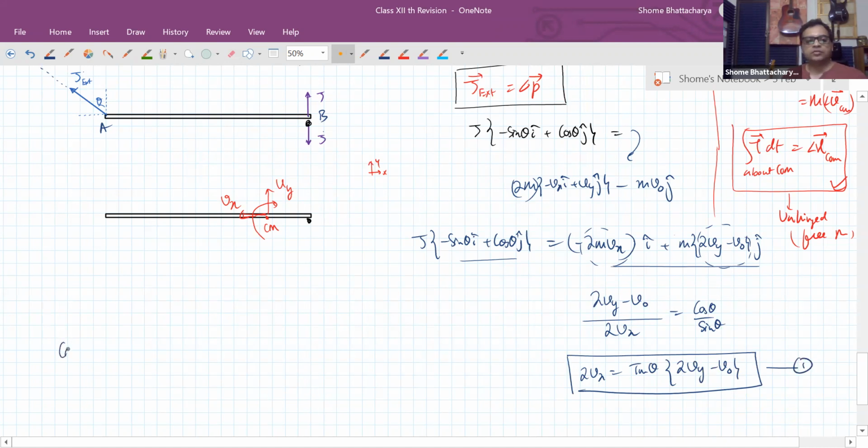Okay, where we know that cos theta is 1 by 3. So tan theta will become how much? It will become 2 root 2 by 1. Okay, so tan theta is 2 root 2. Get this picture. So this will become this equation. So guys, hope this is clear.